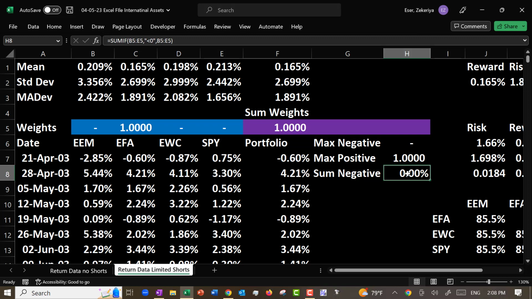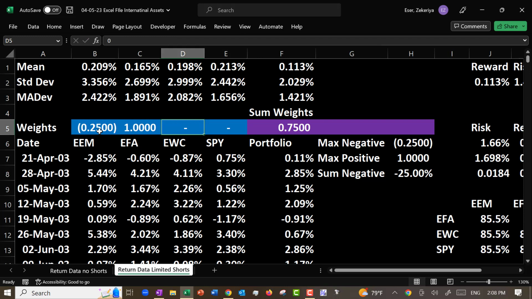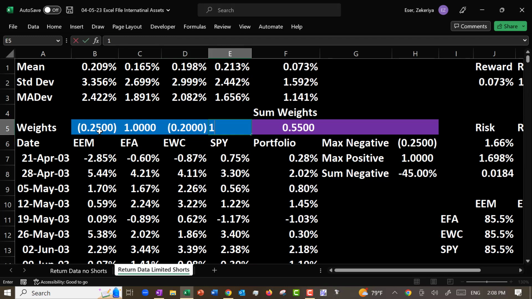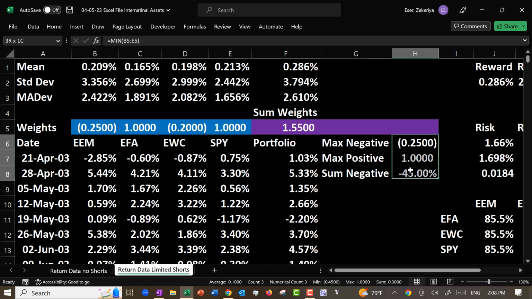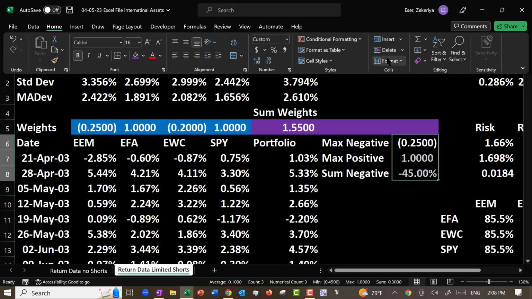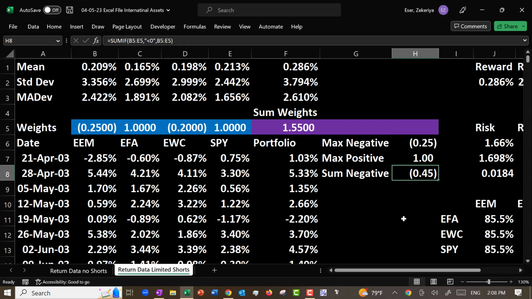So if I had negative 0.25, something like that, okay? As you can see, the sum of the negative weights is 0.45. If this thing becomes positive later, it only adds the negative ones.